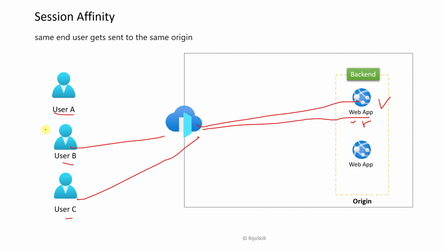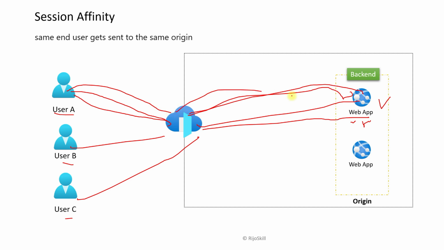But user A, if this is dynamic content, so what happens? User A sends the traffic, and the traffic will be passed to web app 1. So they need to access rejoskill.com. Okay. So again this user needs to access the same application, then the traffic will be passed again. So again you need to access, then the same traffic will be passed here.